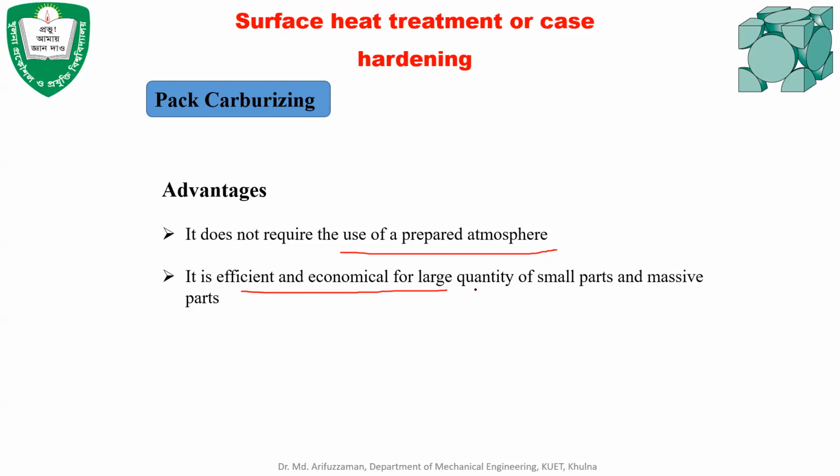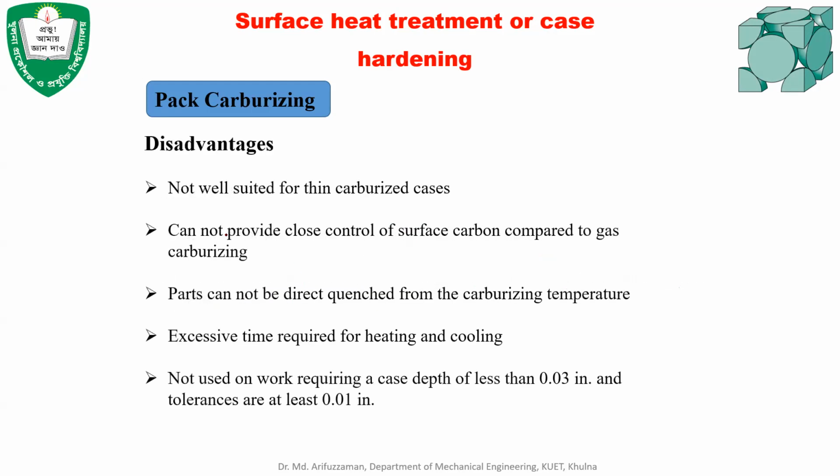And it is efficient and economical for a large quantity of small parts and massive parts. If the part is very large, or if the parts are very small, a large amount of parts can be carburized at the same time. These two are the advantages of pack carburizing, but there are also disadvantages. It is not well suited for a thin carburized case.